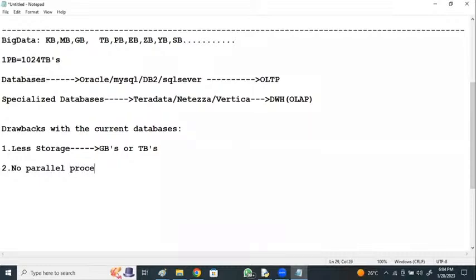Mainly, there is no parallel processing in most of the databases. And if volume increases, speed decreases. If volume increases, speed decreases.